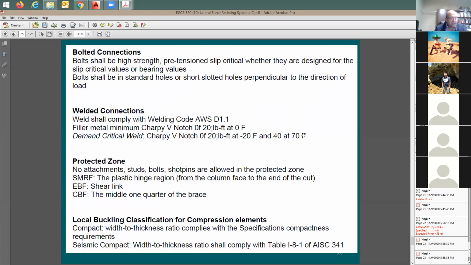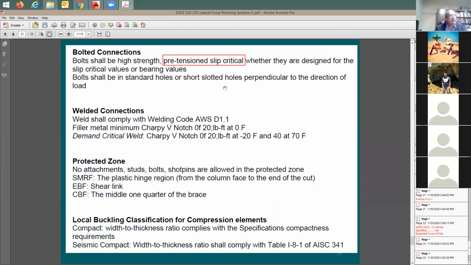How about the bolted connection? What type of bolted connection am I allowed to use here? When it comes to bolted connections, I need to be careful about the type of bolts, and the one that I'm going to be using is the slip critical. You remember, guys, we discussed the slip critical, went through it quickly. It has to be high-strength bolts, pretensioned, slip critical.